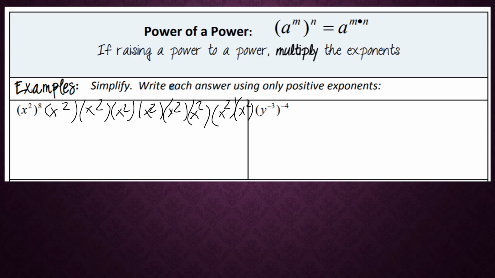And if I were to even break this up further, so that would be x times x times x times x. 1, 2, 3, 4, 5, 6, 7, 8, 9, 10, 11, 12, 13, 14, 15, 16. So it'd be x to the 16th because 2 times 8 is 16.